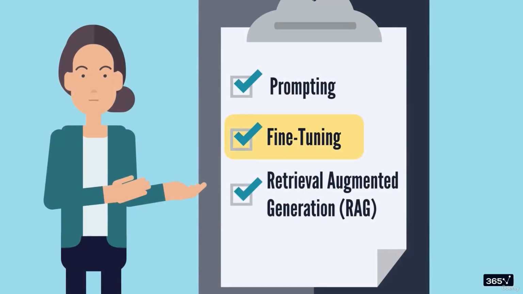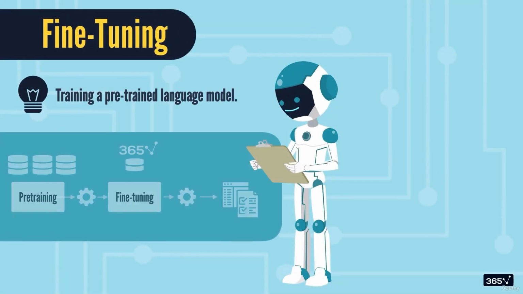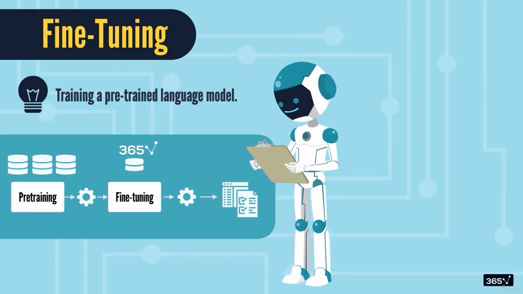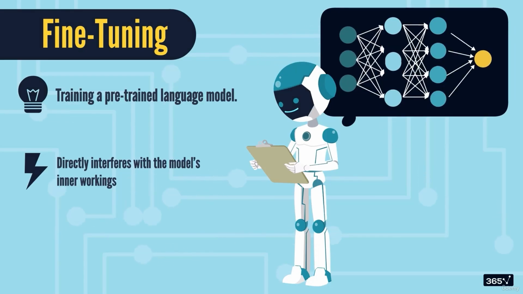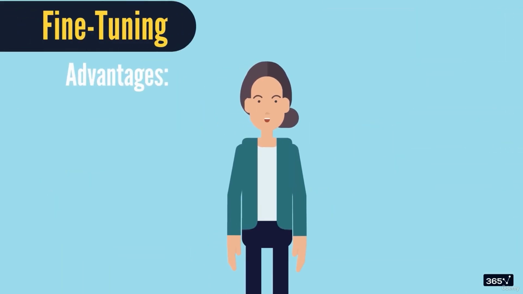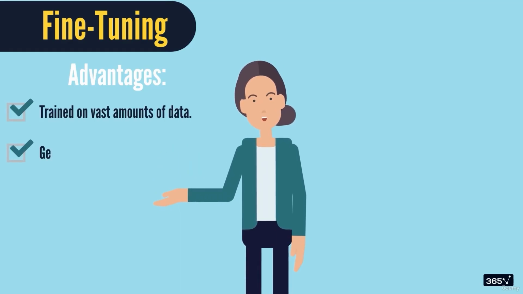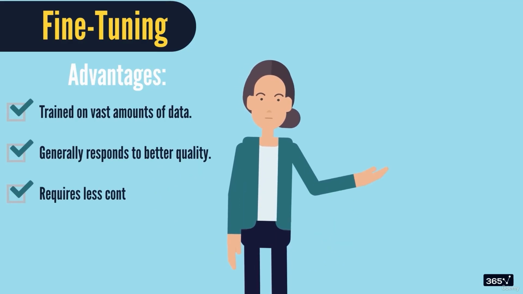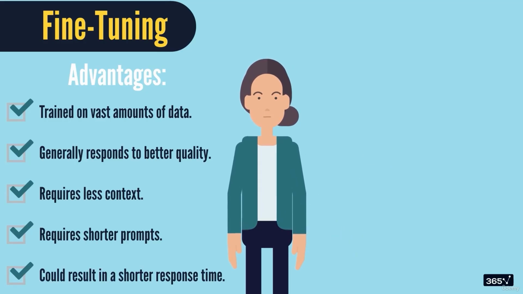And what about the second approach for supplying a model with custom data? Fine-tuning involves continuing to train a pre-trained language model, such as GPT-4, on your custom dataset. This significantly differs from the prompting approach, since fine-tuning directly interferes with the model's inner workings, adjusting the weights of the neural network's connections to better align with the nuances and patterns of your data. A fine-tuned model comes with the following benefits. It's trained on vast amounts of data, generally responds with better quality, requires less context and, therefore, shorter prompts, and could result in shorter response time.